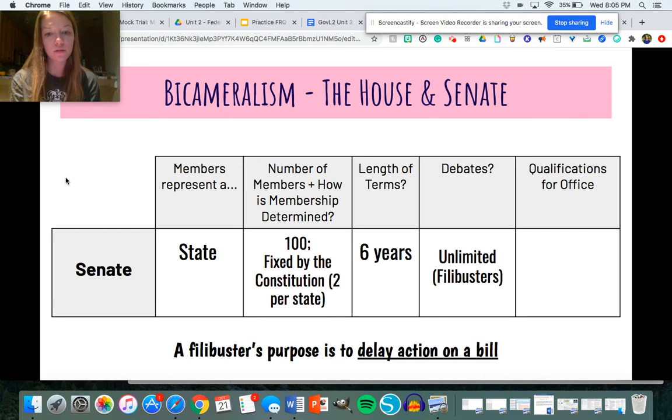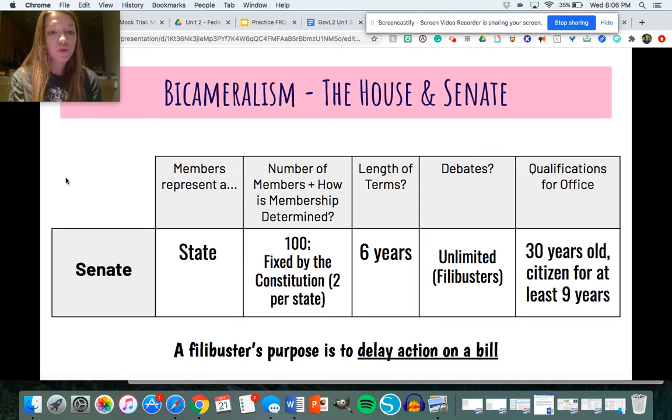And another key difference is that debate in the Senate is unlimited. Now, there are some restrictions, and we'll talk about a filibuster here in a second. But the Senate is much smaller. So you can have more unstructured debate, and filibusters, as we'll talk about, kind of add to that unlimited debate. To be a senator, you have to be a little bit older, so 30 years old to be a senator, and be a citizen for at least 9 years. Now, you do have to live in the state that you represent as a senator, unlike the House.